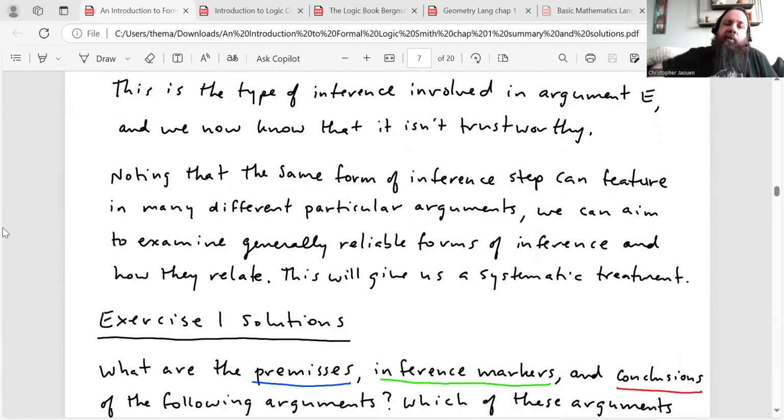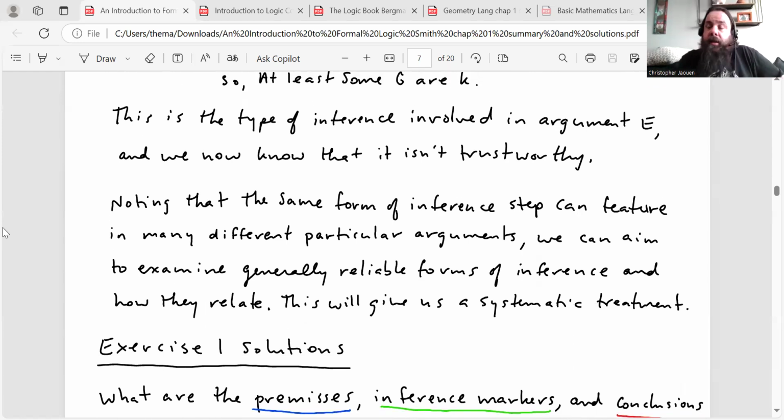Noting that the same form of inference step can feature in many different particular arguments, we can aim to examine generally reliable forms of inference and how they relate, and this will give us a systematic treatment. And then I have the exercise set here, which I'll do in a different video. Okay, so let me stop here.